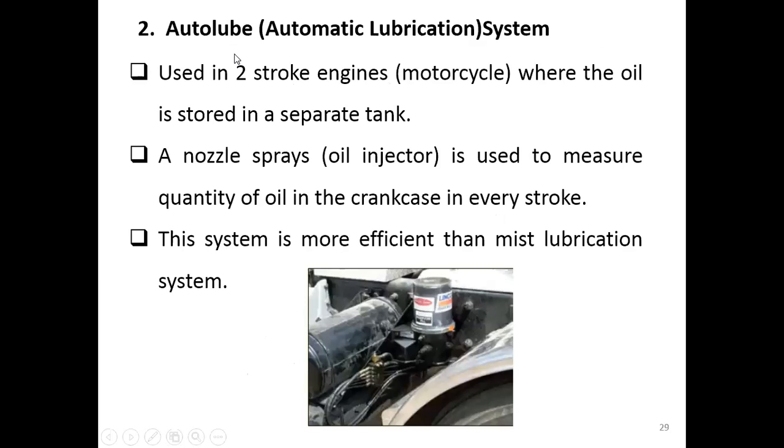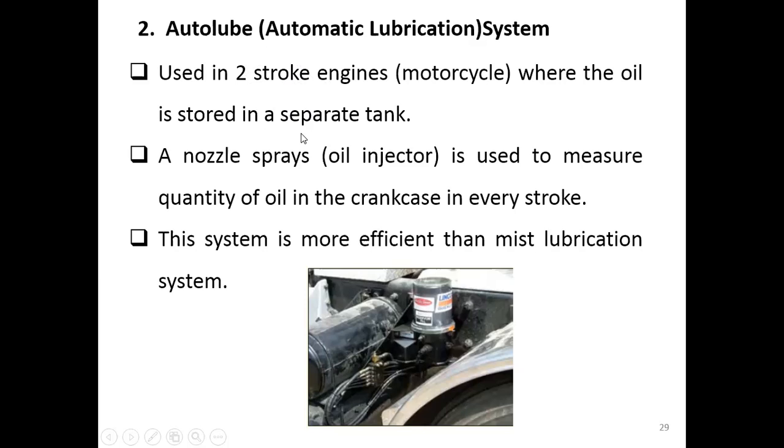The next system we call is the auto lube system. Auto lube comes from automatic lubrication system. This is the system that is used mostly in motorcycles, normally in the two-stroke engine. At present, we no longer have the two-stroke engine, so you don't see this system anymore, but it's good to see how this system works.